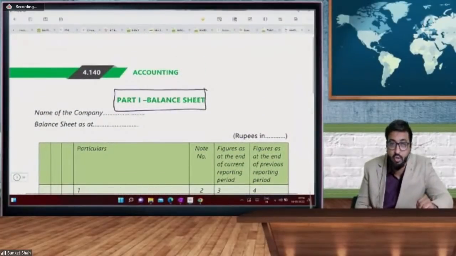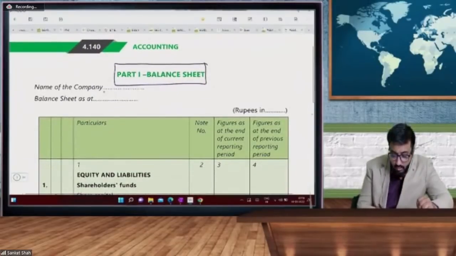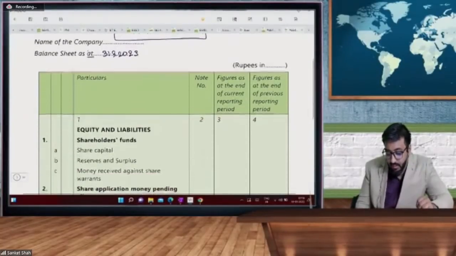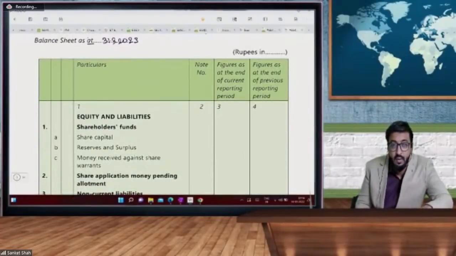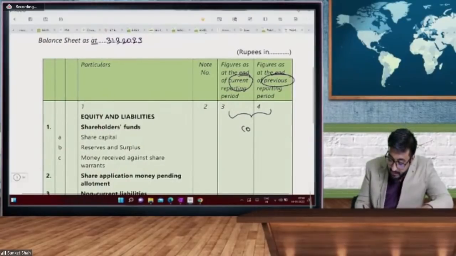So understood, beta? In Part 1, you have to give the name of the company and balance sheet as on. As on means you have to provide, say, 31st March 2022. Now it will be 23. So next year when we start, it is 23. Particulars, note number, figures of the current period and figures of the previous period. So this is called comparatives.